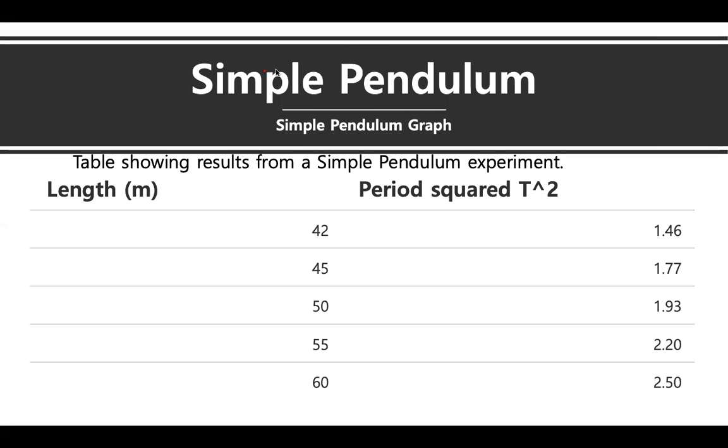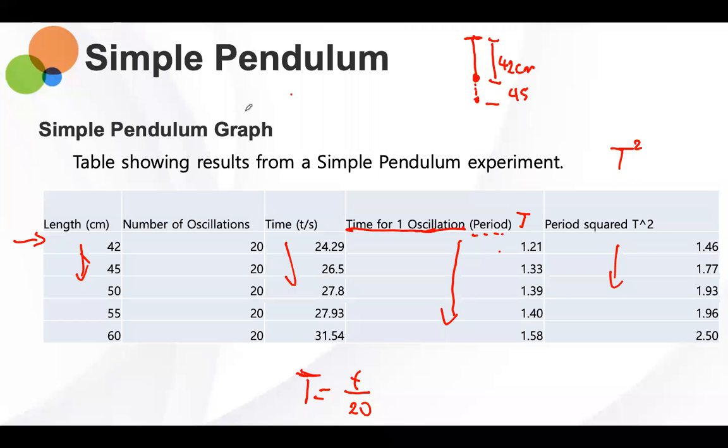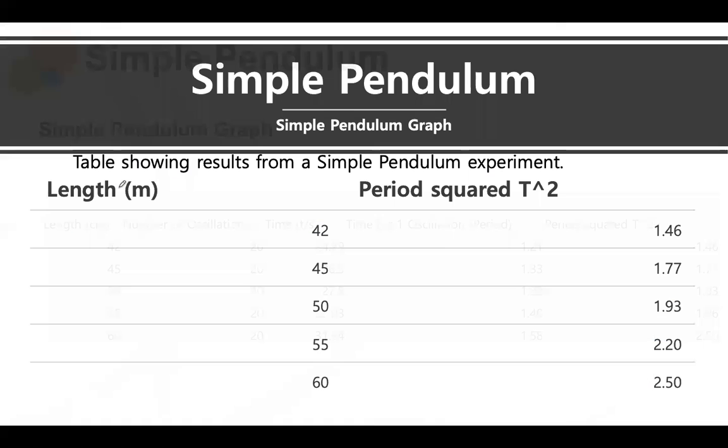Alright, so I just took out this data from the table. So we took out period squared, and length. That's what we're going to use to plot our graph. This is the first time we're going to plot our graph. It's not hard. We'll walk through it step by step.